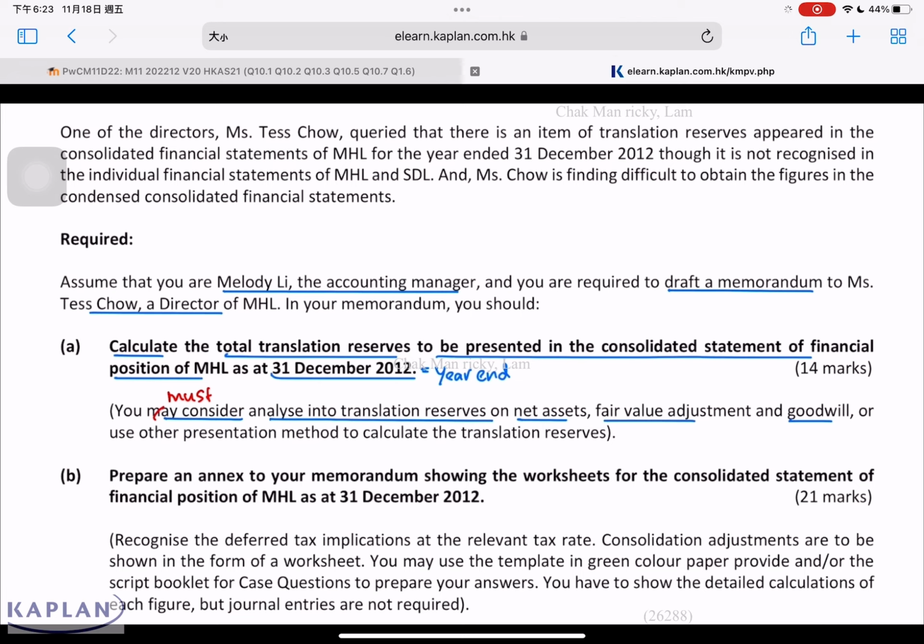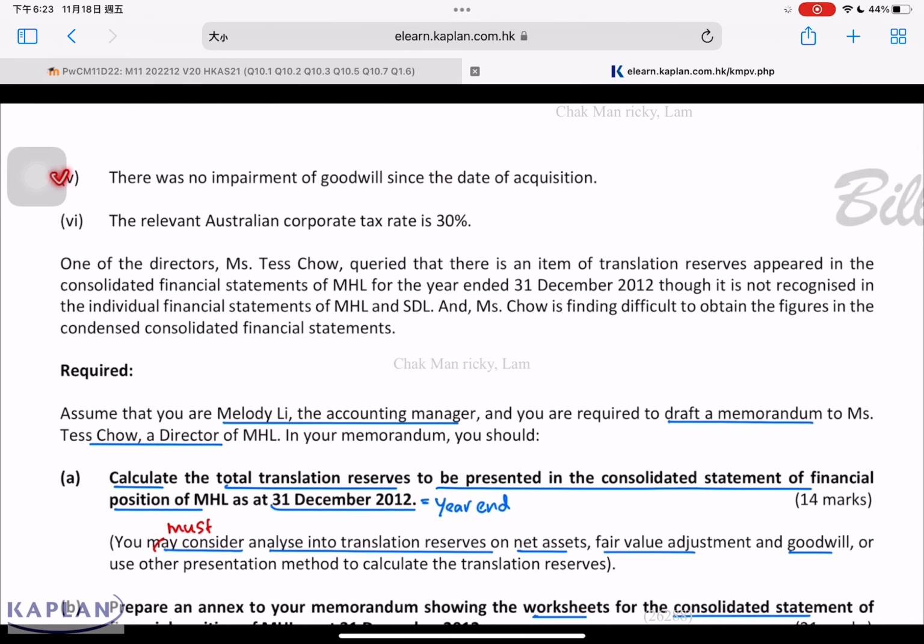Part B, you are required to prepare the worksheets for the consolidated statement of financial position at 31st December 2012. For this question, we are required to account for deferred tax at the relevant tax rate. Note number 5, there was no impairment of goodwill. Number 6, the relevant Australian corporate tax rate is 30%. We must take note: if there's any fair value adjustment, we must use the 30% to calculate deferred tax.